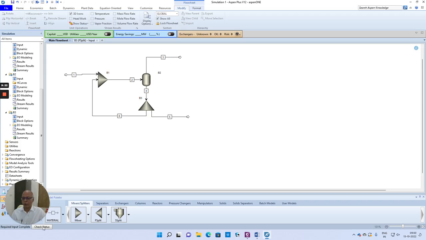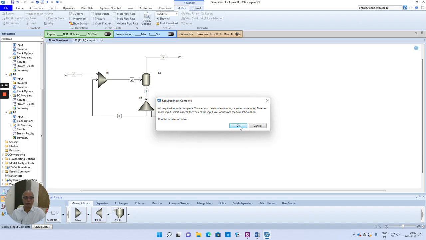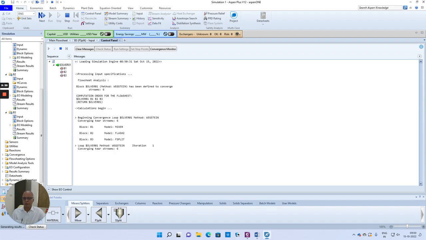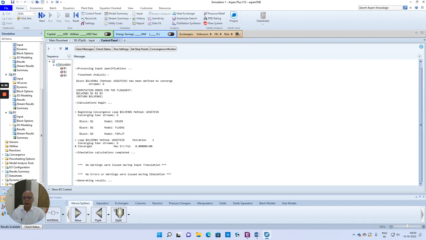So let me run this problem. You can see that the required input is complete. So we should be able to run the problem. Why were there iterations and what is the method that has been used to solve this problem? What do you mean by converging tear streams? We'll come to this part later.